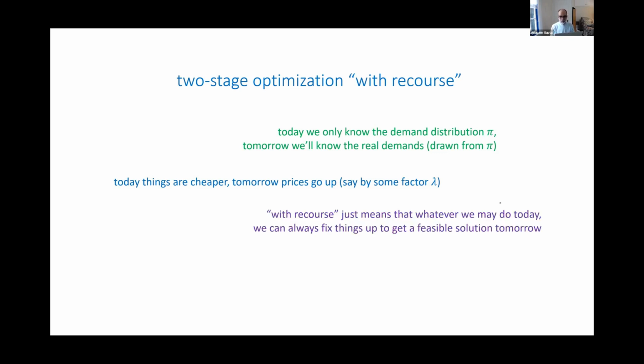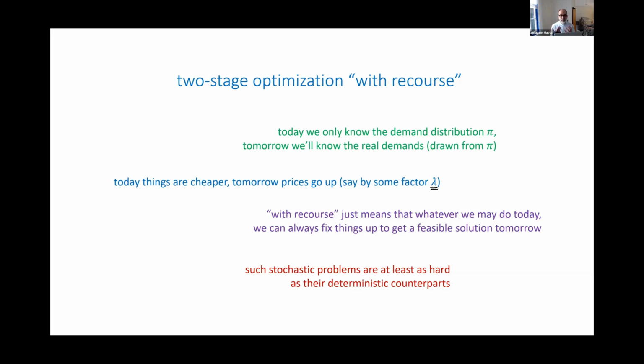Recourse just means you can't mess up. If today you made some decisions and tomorrow you need to fix things, you can always fix things so that the solution will always be feasible. Now, one thing to note is that if lambda were 1, you should just wait until tomorrow. Then you'll know the actual input, and then you can solve that problem. So then it's a one-stage problem, and this one-stage problem is just some optimization problem.